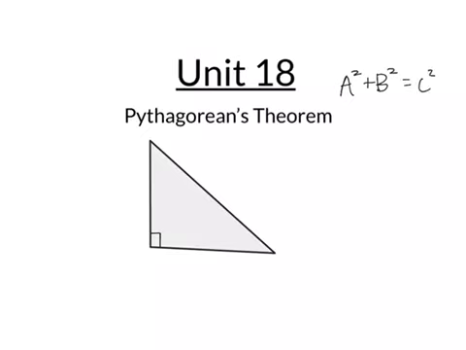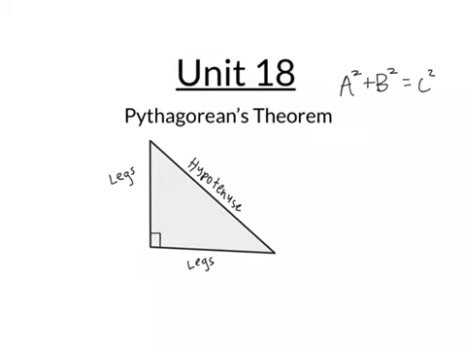Let's review the parts of a triangle. So mathematically, we call the two sides the legs. Okay, the legs are the sides that make up the right angle. And the third side is the longest side. We call that the hypotenuse.